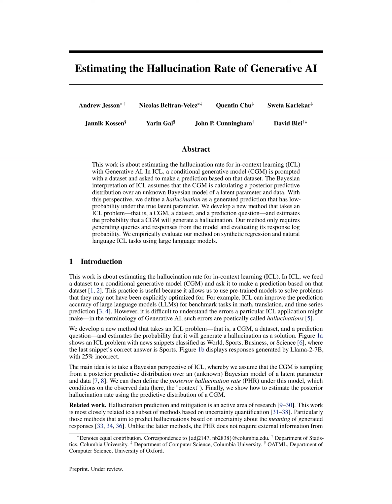The method focuses on understanding and predicting errors or hallucinations that may occur when using pre-trained models like large language models, LLMs, for tasks they were not explicitly optimized for. The goal is to provide a way to quantify and estimate the likelihood of hallucinations in the responses generated by CGMs in the context of ICL tasks, without requiring external information from auxiliary classifiers and being applicable beyond language tasks.